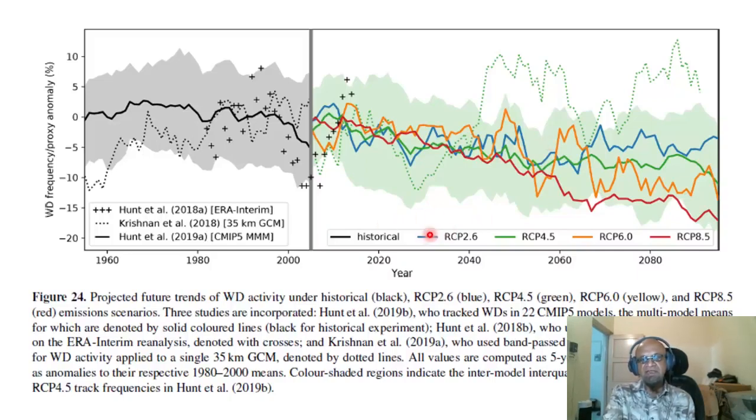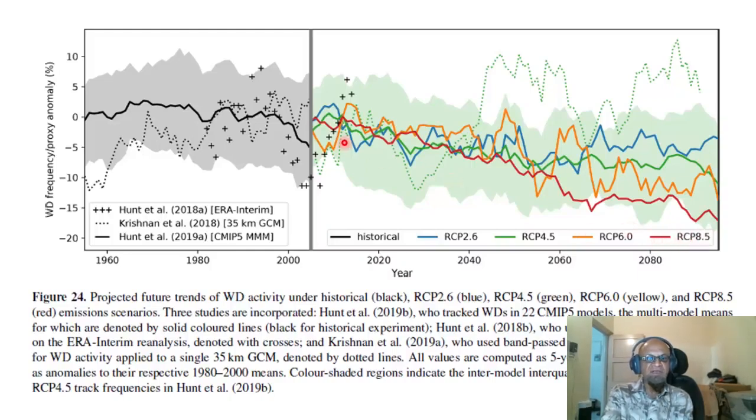I have discussed the details of these scenarios elsewhere. They are representative concentration pathways with the numbers 2.6 and 4.5 representing the radiative imbalance at the end of the century in 2100: 2.6 watts per meter squared, 4.5 watts per meter squared. RCP 8.5 is considered the business as usual scenario, where we basically keep burning fossil fuels and don't do much, and we'll get the maximum warming.